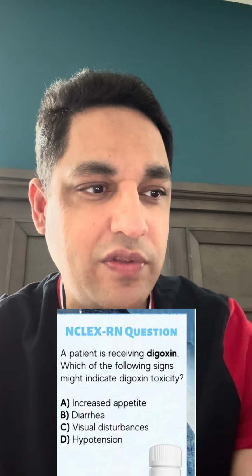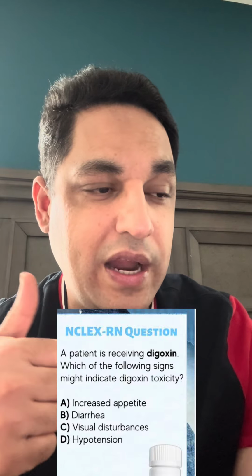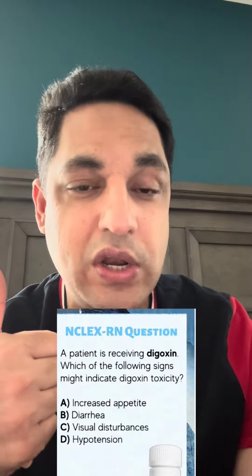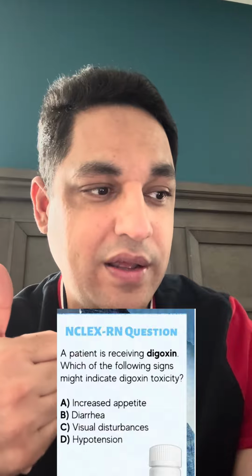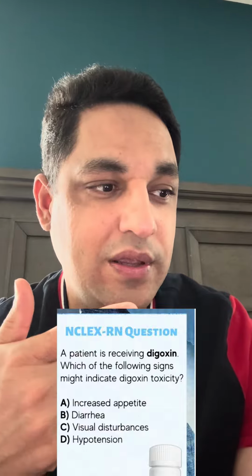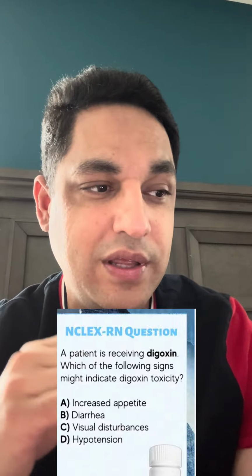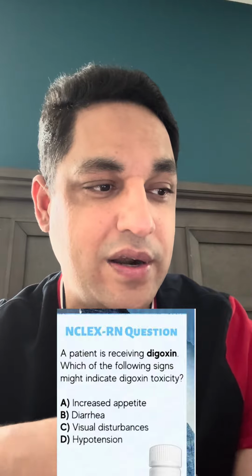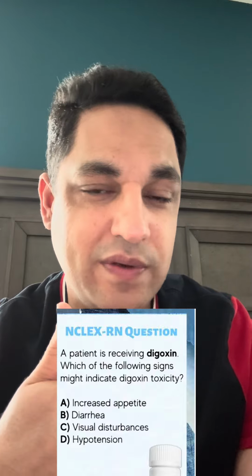Next question: a patient is receiving digoxin. Which of the following signs might indicate digoxin toxicity? It will cause anorexia, right? Bad van, so diarrhea is included, yes. Also visual disturbance. So B and C are both correct answers, but whoever created this question, maybe there is some error there. So your correct answer is B and C in this one. The patient will have visual disturbance, and based on the mnemonic Batman, diarrhea is also included.